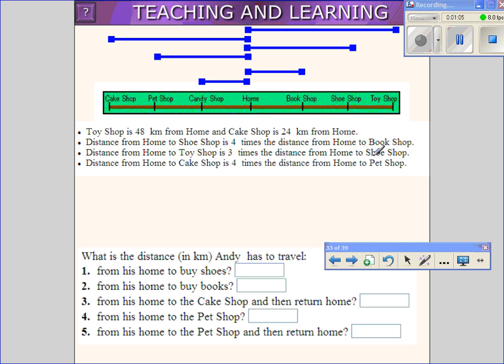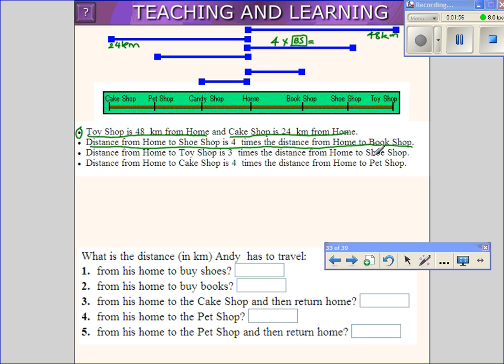The first point says toy shop is 48 kilometres from home. So I'm going to say distance from the toy shop to home is 48 kilometres. The next piece of information says cake shop is 24 kilometres from home. So I'm going to outline that here, 24 kilometres. That was easy. The next point says the distance from home to the shoe shop is 4 times the distance from home to bookshop. So home to shoe shop is 4 times the distance from home to bookshop. So I'm just going to leave that there for the moment.